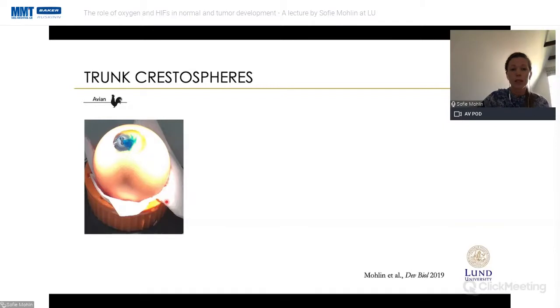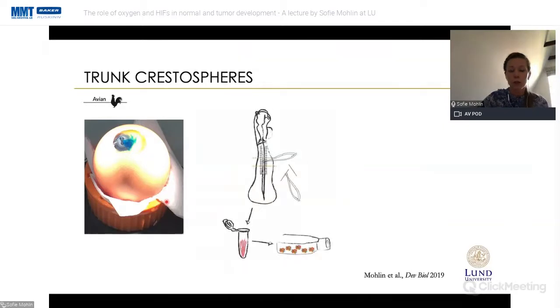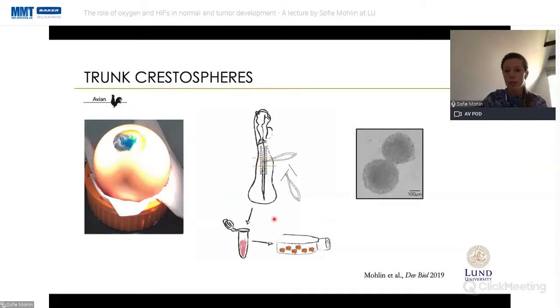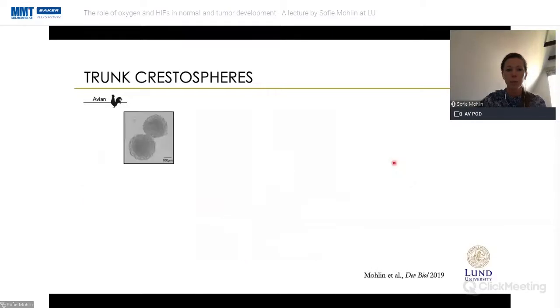But when we establish crestospheres, we take out the embryos and we dissect this very small part. We do it under the microscope and dissect this very small part of the neural tube, roughly between somites 10 and 15 to really ensure that we only have the trunk neural crest. We dissociate the tissue and culture them as spheres, and you can see them very nicely shaped. So there are spheres and they derive from the trunk neural crest, so they're called trunk crestospheres, easy as that.